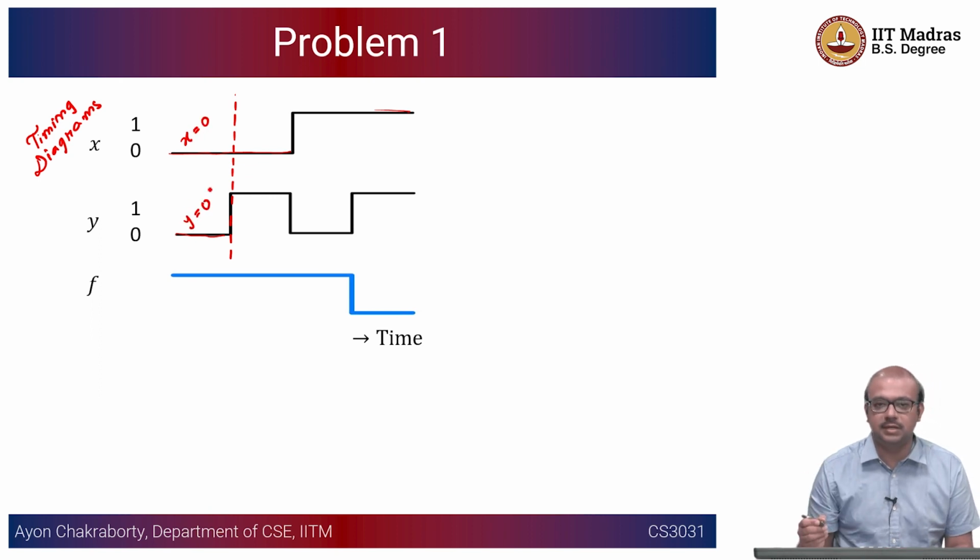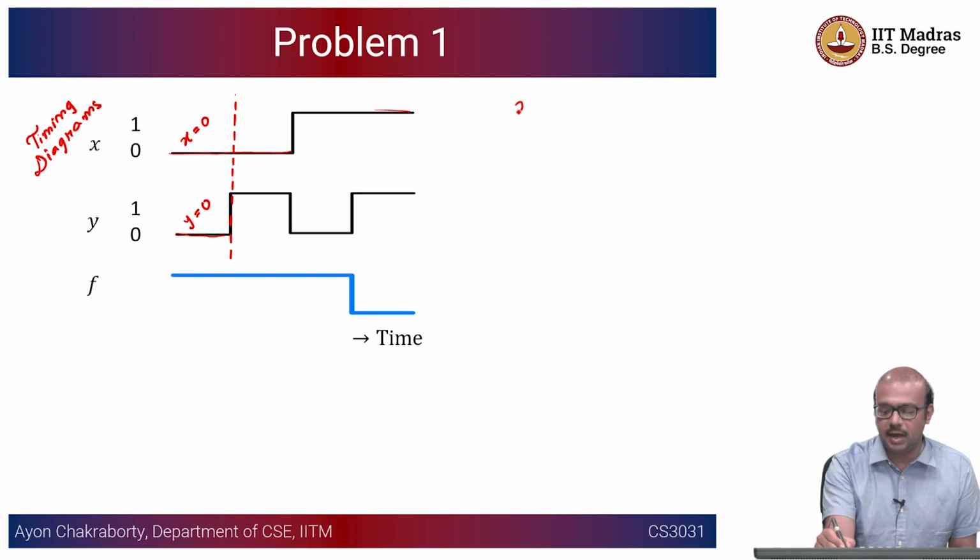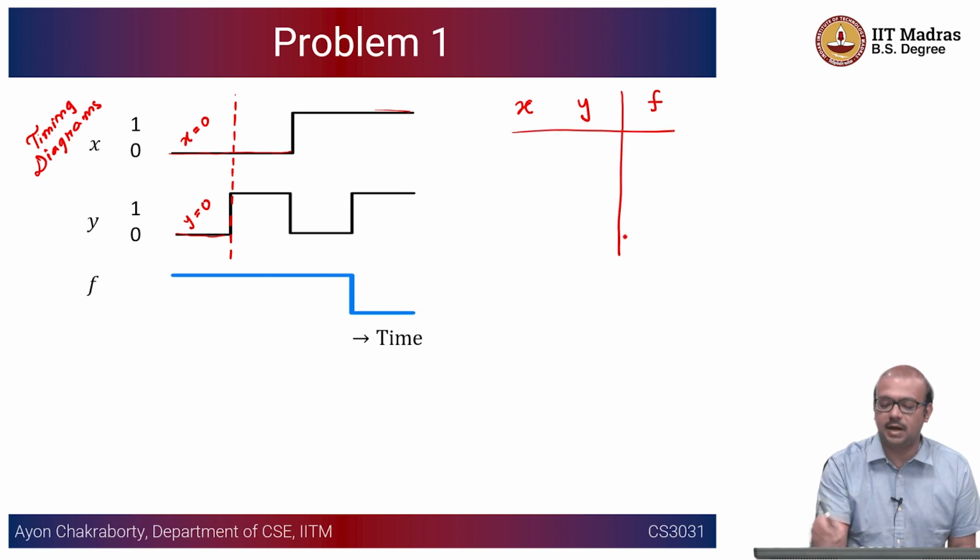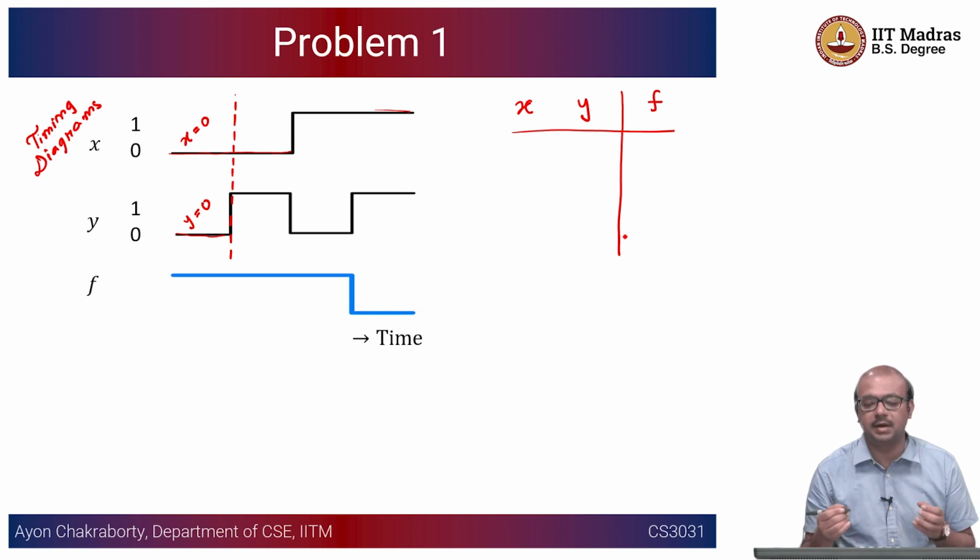So while dealing with this kind of problems, you should always write the truth table first. So you write x, you write y, these are the two inputs to your truth table, and then you also have this output f, okay. And we will try to see how much of the information is available in the timing diagram. Timing diagram may not have all the information available.